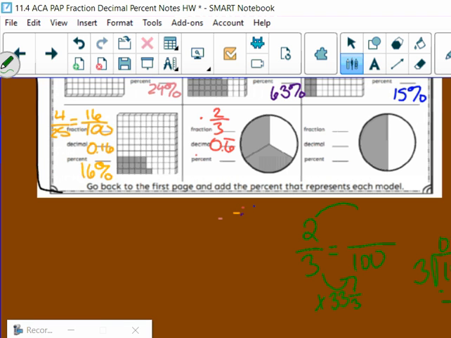Whatever I do to the bottom, class, I do to the top. So if I double that, if I go from 33, double of that is 66. If I have 1/3, double of that is 2/3. Okay? So that percent would just be the numerator of that number. So it would be 66 and 2/3 percent, or I could write 66.6 repeating percent.